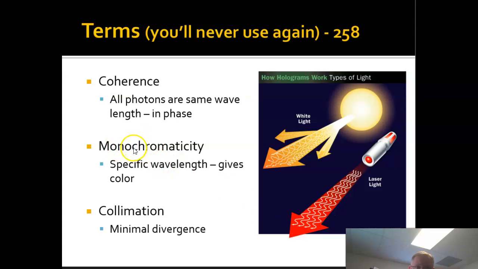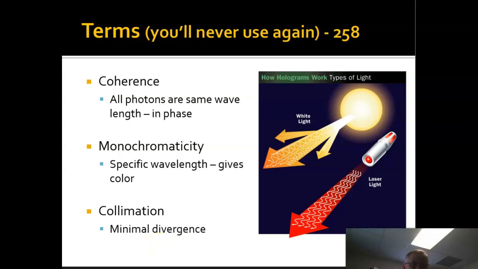And that's what will give you that monochromaticity. Whew. Yeah, I gotta practice that too. When we have divergence, if it's coherent, we have minimal divergence. So it's collimated into this beam of light.